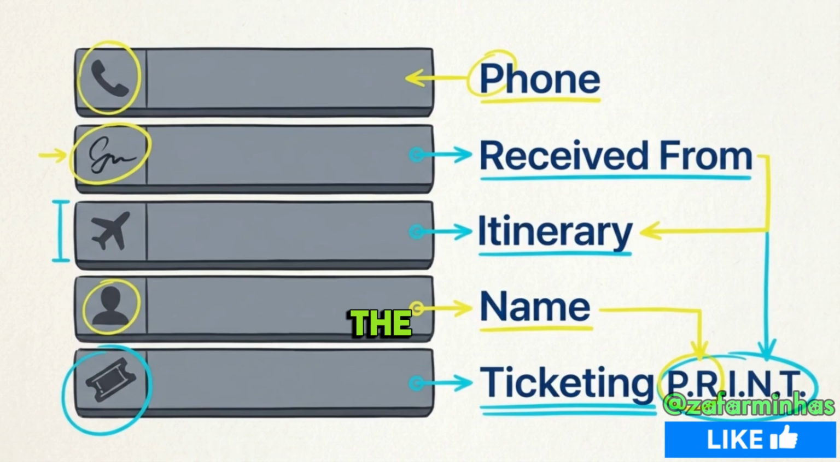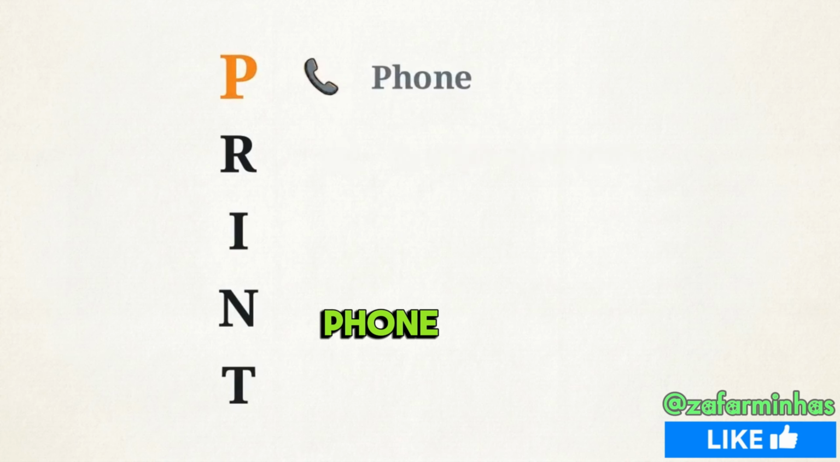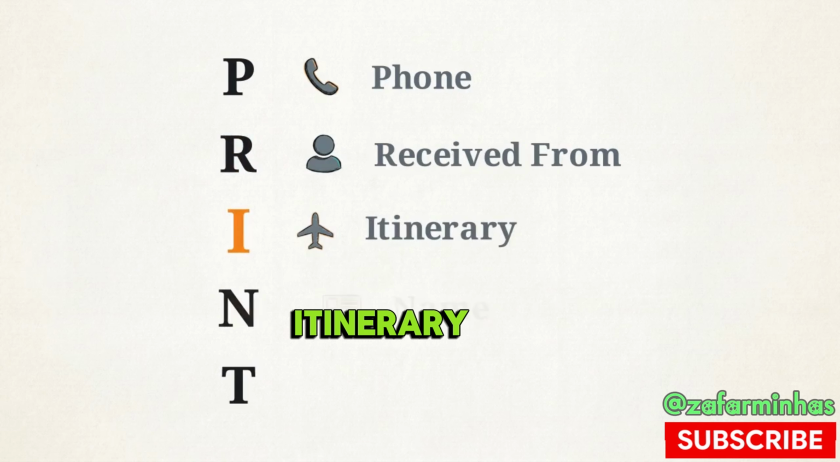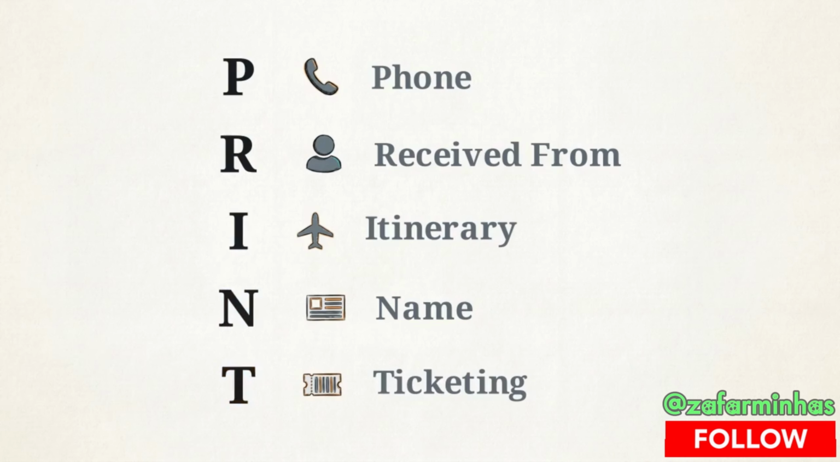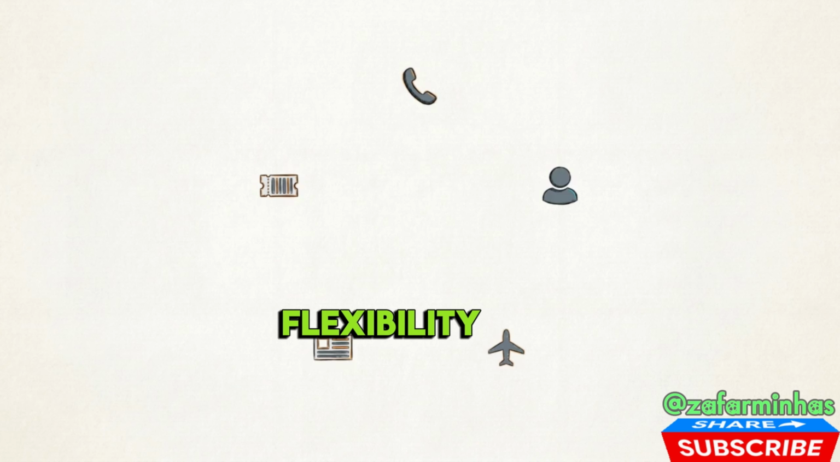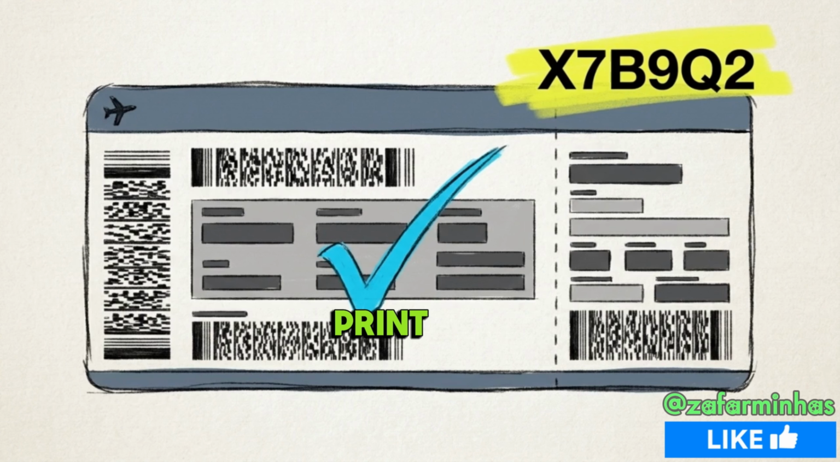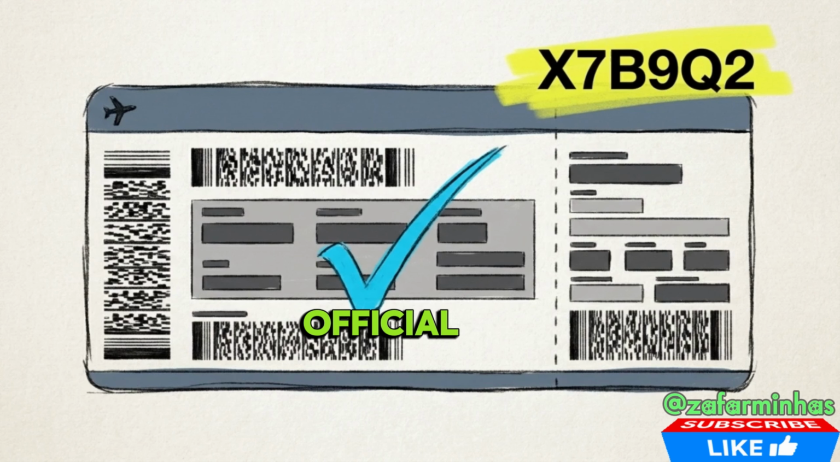This graphic shows the acronym P.R.I.N.T, which we use to ensure we never miss a step. Each letter stands for a required element: phone, received from, itinerary, name, and ticketing. While all 5 of these elements are strictly required, you have the flexibility to input them into the system in any order you choose. Sticking to this P.R.I.N.T framework is the most reliable way to guarantee your entries save correctly and successfully generate an official record locator.